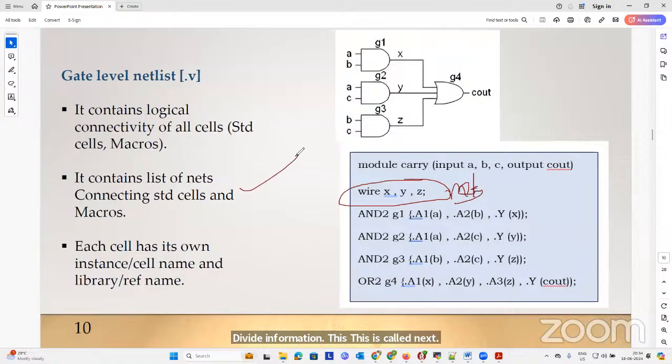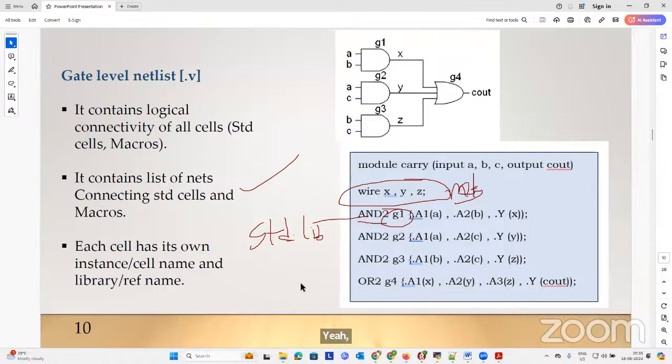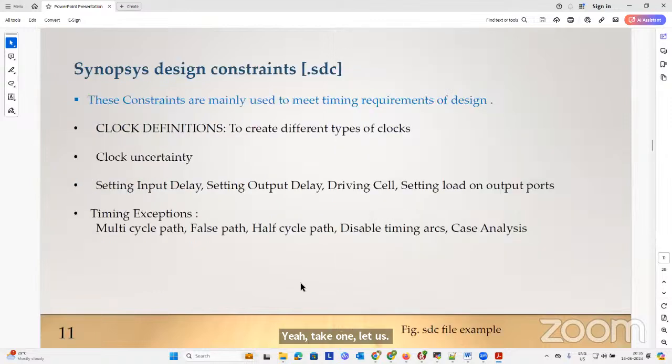So that is connectivity. Each cell has its own instance, cell name, and library reference name. This is the cell name and library reference name, and this is coming from the standard cell library. Clear? Gate level netlist. Yes. Thank you. Next is SDC, standard design constraints.